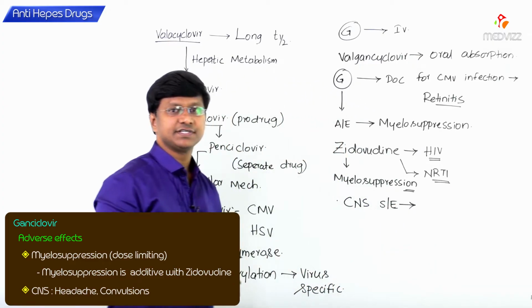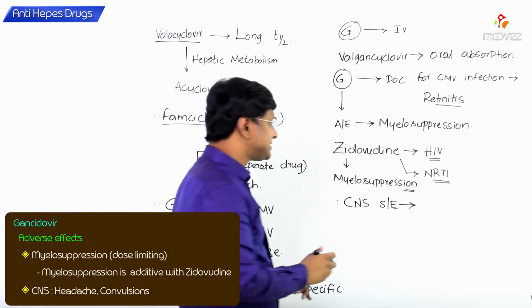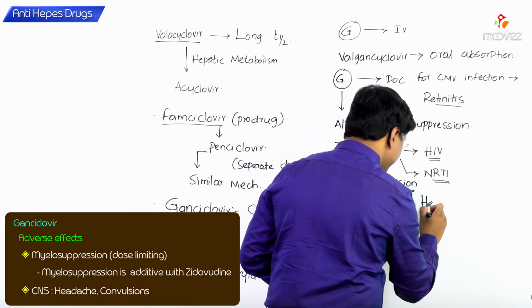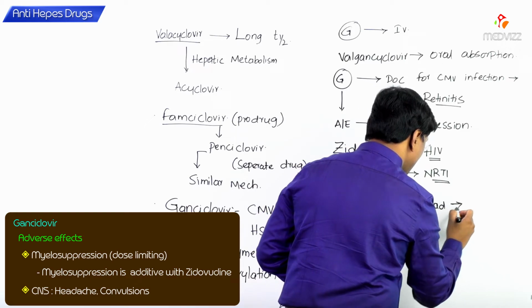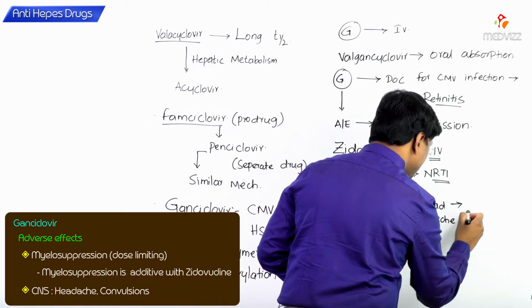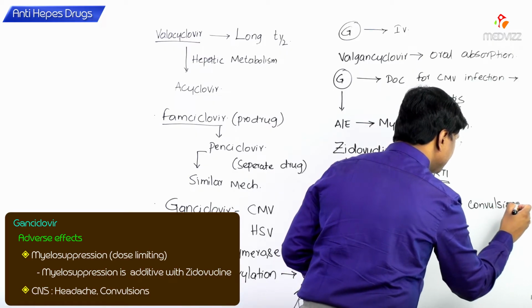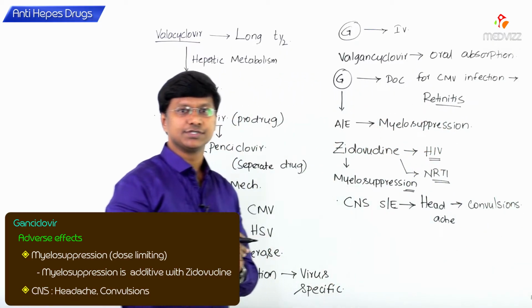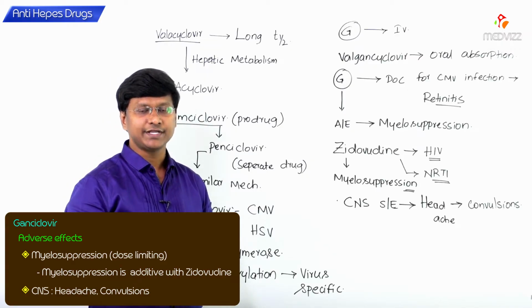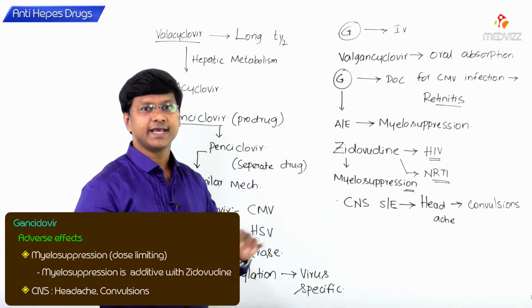Next, the other adverse effects associated with Gancyclovir are the CNS side effects, which include headache to almost convulsions. These also occur quite commonly with Gancyclovir.